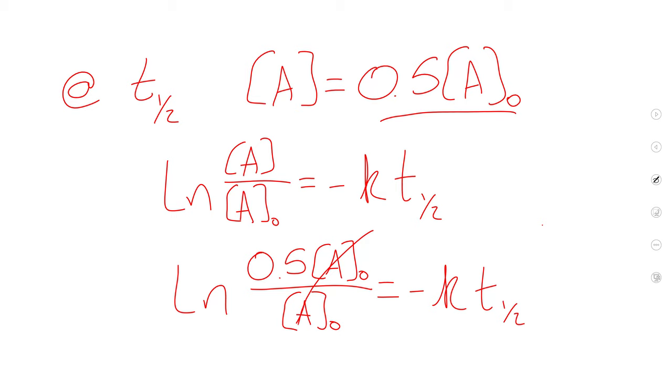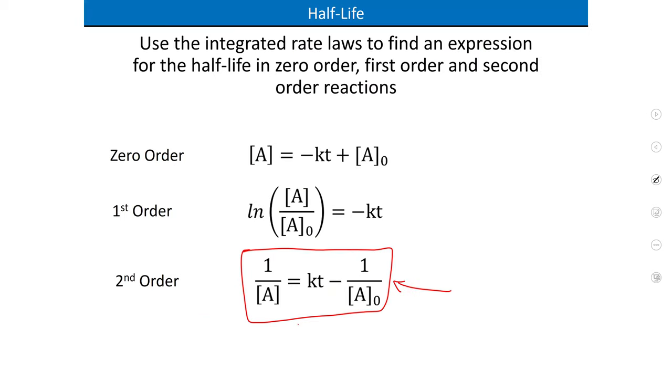What happens, though, if I go back to the zero order kinetics here, if I try to do the same substitution for a zero order reaction as for a first order reaction? I get 0.5 times concentration A naught equals minus KT plus A naught. We can't make that same simplification and cancel out our A naughts, because they don't show up as a fraction now, right?